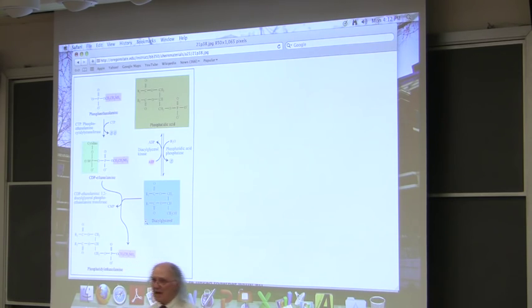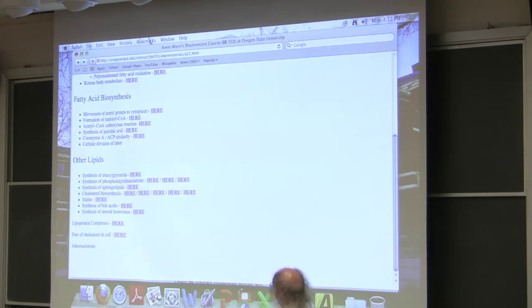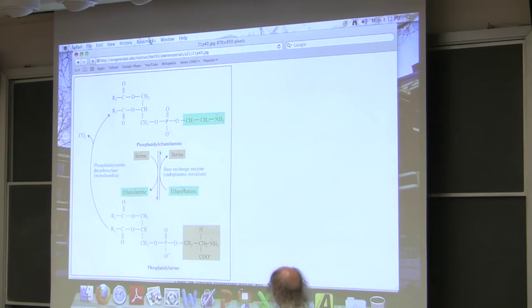Suffice it to say, cells have an abundance of ways of making phosphatidyl ethanolamine, which is one of the more important lipids in the lipid bilayer. Okay. And you can see all kinds of other ways in which we make phosphatidyl ethanolamine and interchange those with phosphatidyl serine.